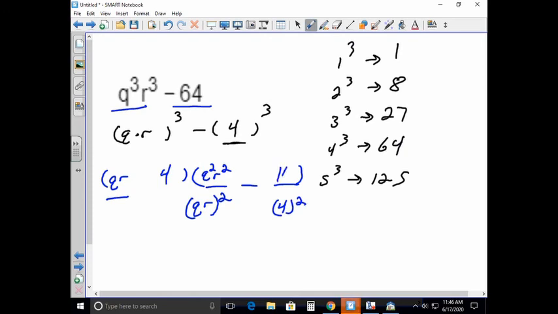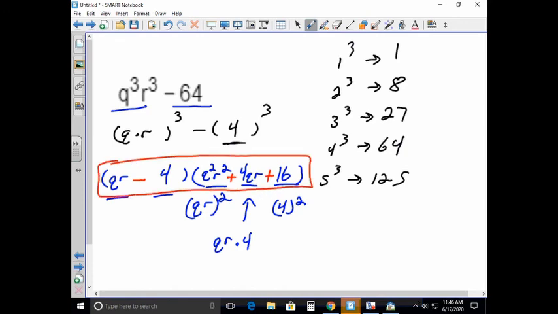4 times 4 is 16. And the middle one comes from multiplying the two bases. QR times 4, so that would be 4QR. And then SOAP. The first sign is the same, the next one is the opposite, and the last one is always positive. So that gives us what we were trying to factor there.